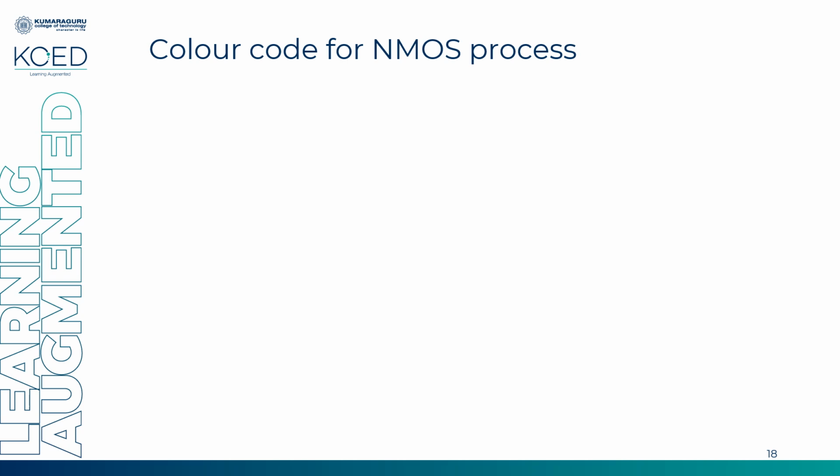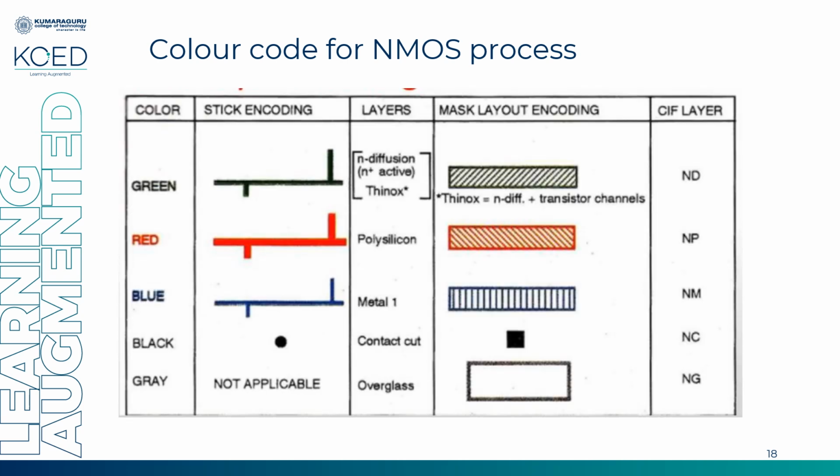So now we'll see the color code that is used for drawing stick diagram for NMOS process. In this table I have the color mentioned, stick encoding, and the layers, mask layout encoding. That is how you represent the layout. Stick encoding is nothing but just color sticks. Layout encoding uses rectangular blocks.